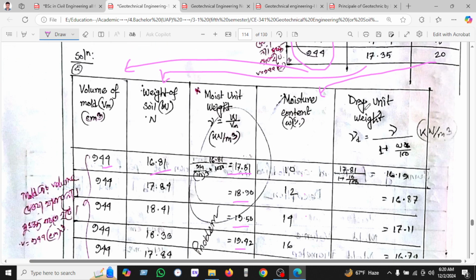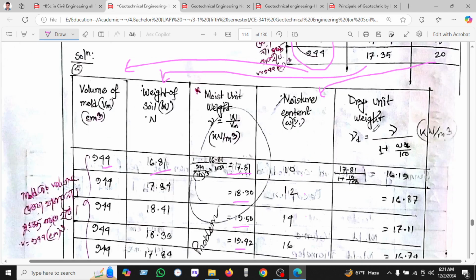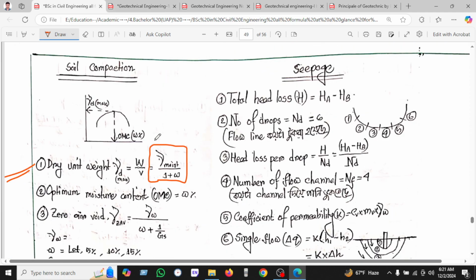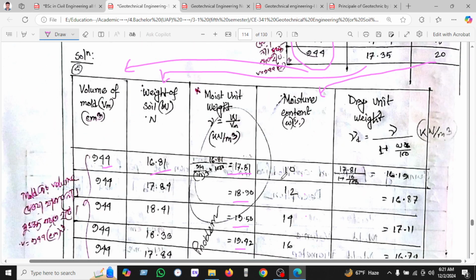Now we will calculate the dry unit weight, gamma d equals gamma moist divided by 1 plus moisture content. If we go to the formula sheet, we have seen here the dry unit weight equals gamma moist divided by 1 plus moisture content. Okay, let's see.